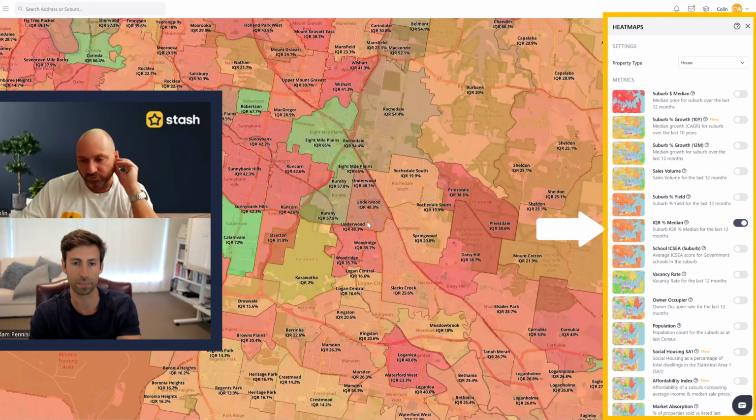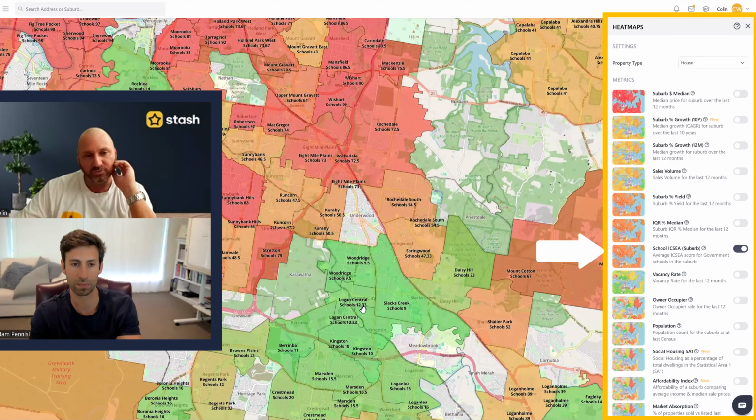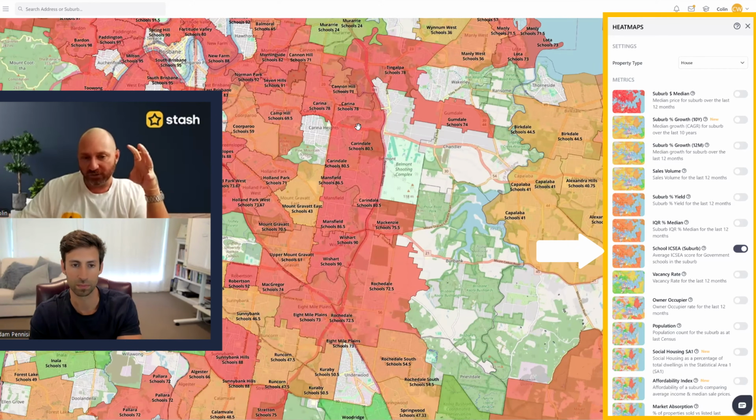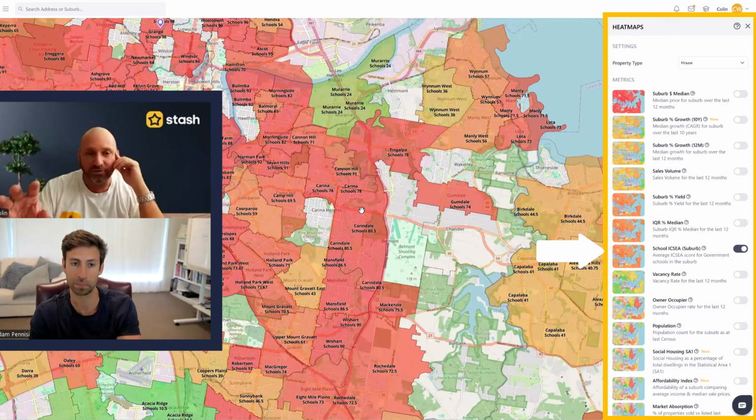I've got school scores there. This is the ICSEA score, so it's kind of like the socioeconomic advantage of the people that go there. Especially great if you are looking in other areas, if you're buying interstate, you might not be fully aware. You'll know your area where you live, and you'll start to see things like this.